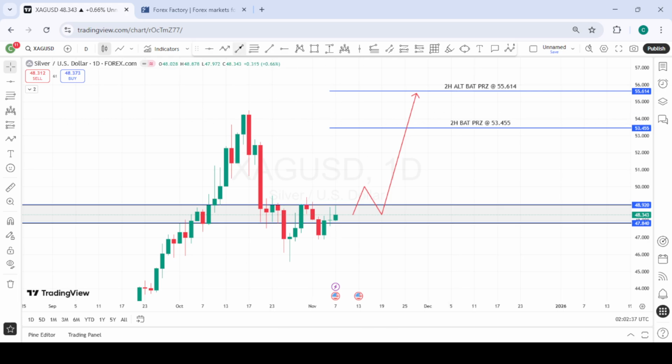This can be violated, or this can shift bearish if price violates this zone, clears these lows and decides to dip to the downside. But until then, we are going to look out for the bullish side for silver.